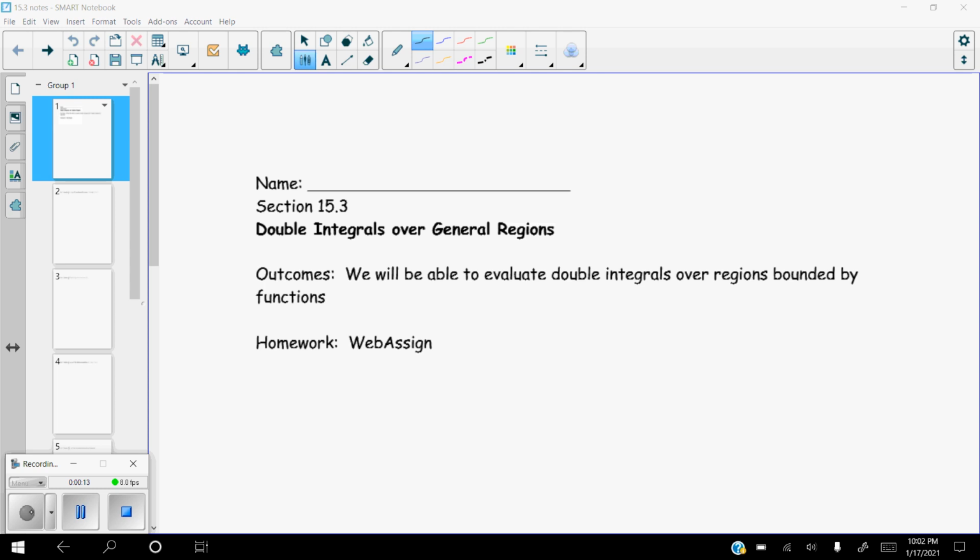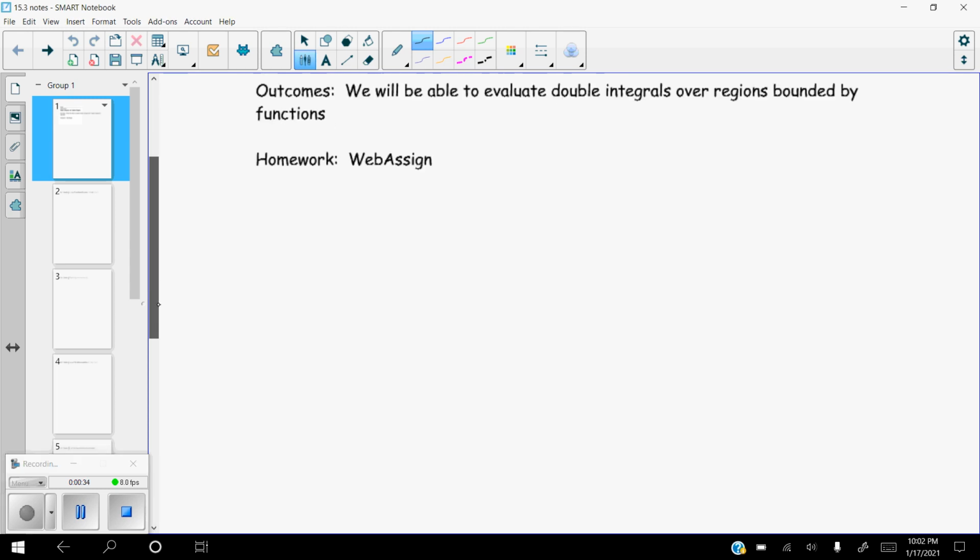So what we talked about in the last section, every one of our regions had a projected region down into the XY plane, or whatever plane it was projected into. The base surface was a rectangle. So now we're going to say, what if that's not the case?